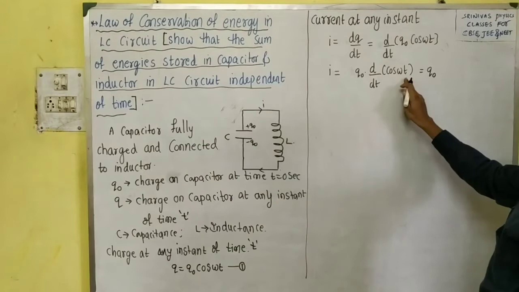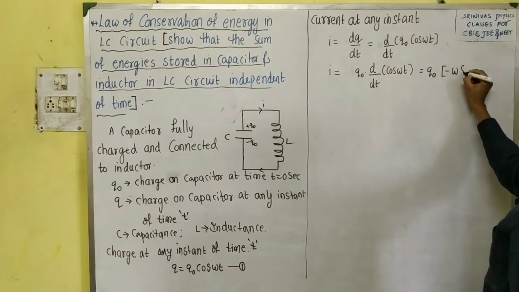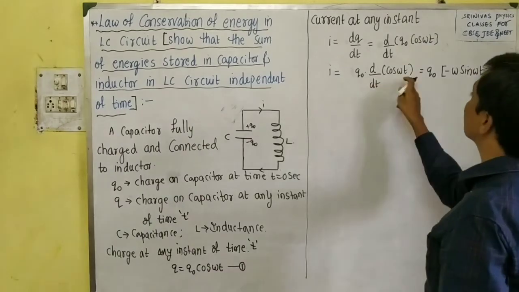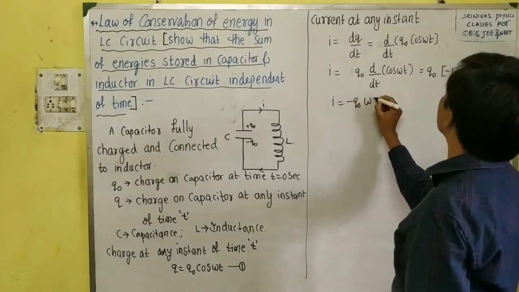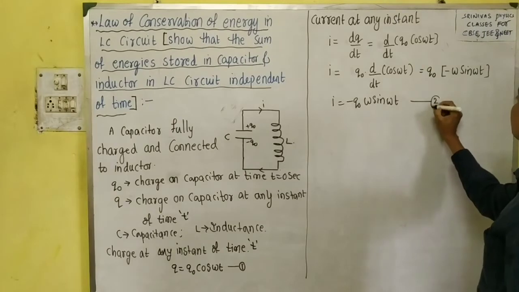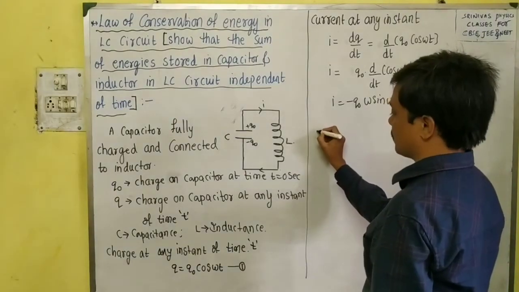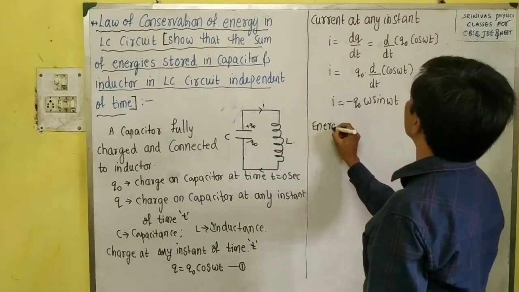Q0 d by dt of cos omega t. The differentiation of cos omega t we know is minus omega sin omega t. Then the current at any instant is minus Q0 omega sin omega t. This is equation 2. Now I want the energy stored in the capacitor.